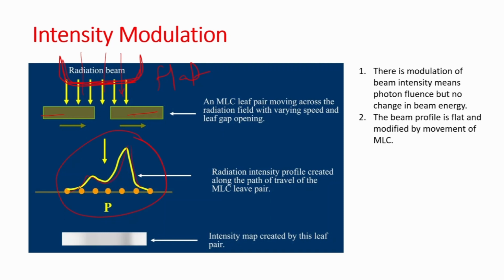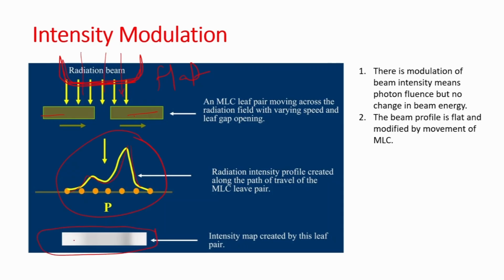How? The process of modulation is possible with the variation in the speed and the movement of the MLCs. An MLC leaf pair moving across the radiation field with varying speed and leaf gap openings forms a modulation. A radiation intensity profile is created along the path of travel of the MLC leaf pair, and this is the intensity map.